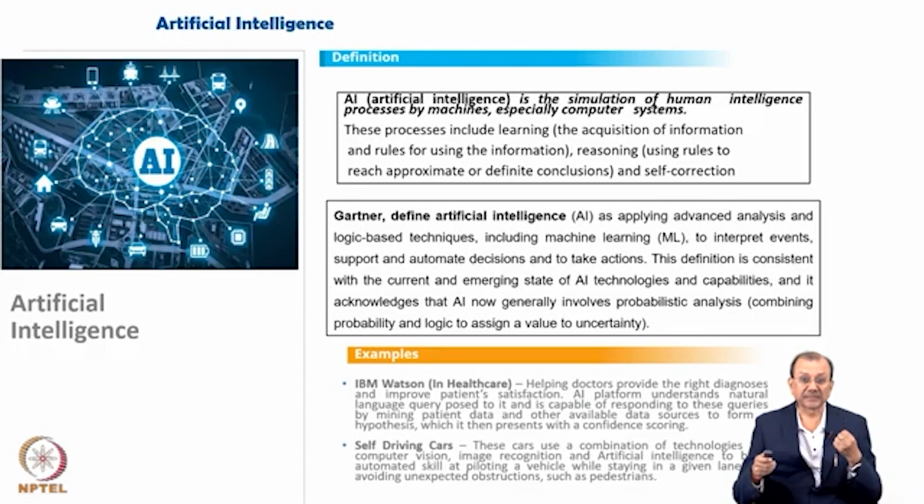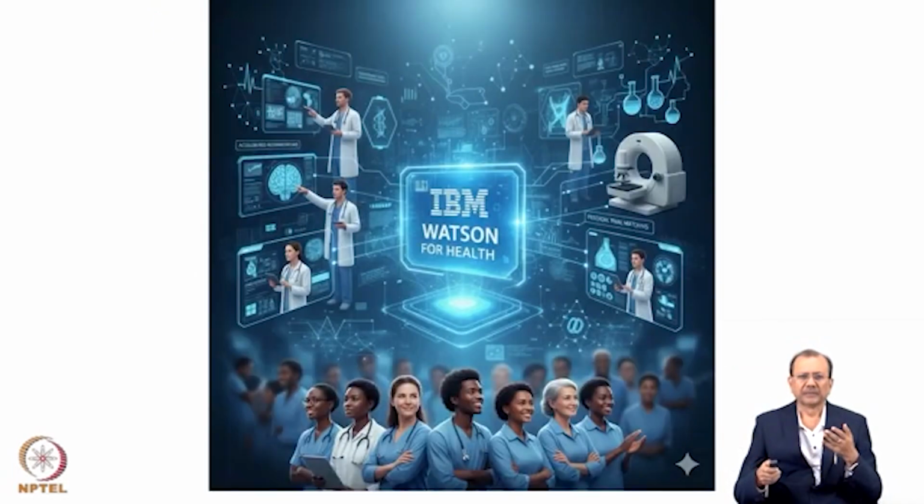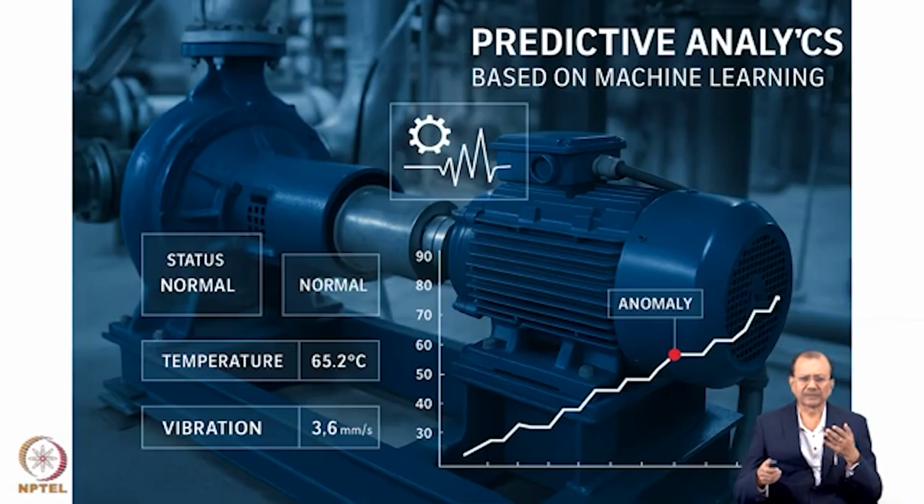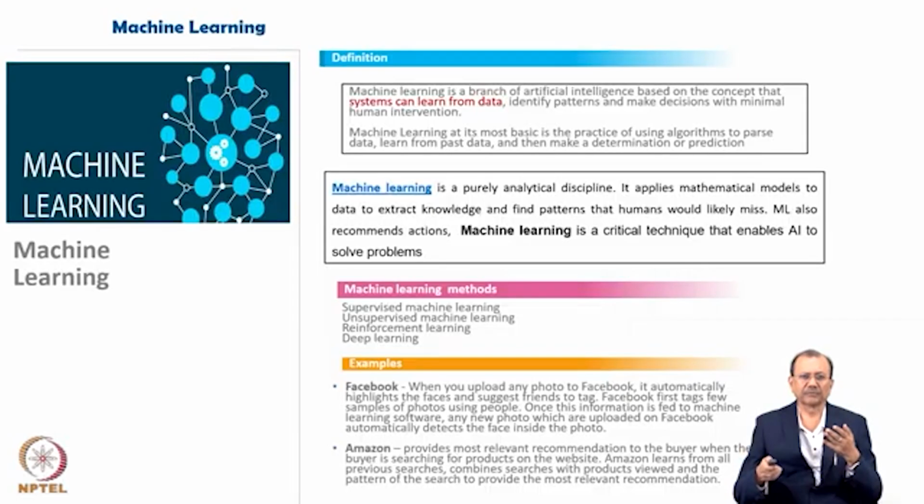This definition is consistent with the current and emerging state of AI technologies. And now we are seeing far-reaching developments in this field, and we will keep studying all those developments, like generative AI, and how generative AI is helping the manufacturing industries nowadays, and other industries also. So this is where I thought we will start our learning from artificial intelligence first.